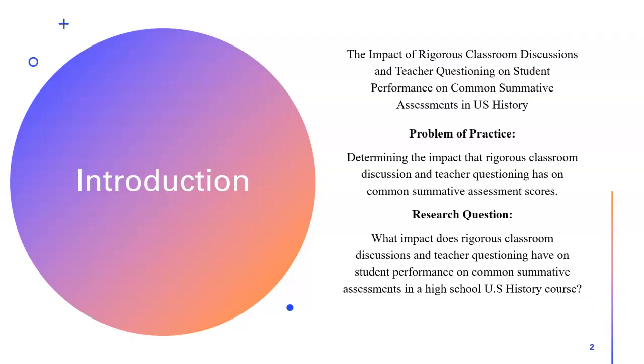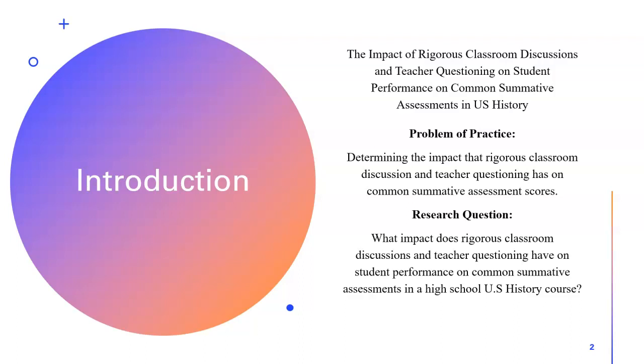Report. In the realm of instruction, classroom discussion and teacher questioning play a vital role in fostering critical thinking, knowledge retention, and academic growth among students. This action research investigates how these instructional methods influence high school students' performance in U.S. history assessments, aiming to understand their impact specifically on common summative assessments.